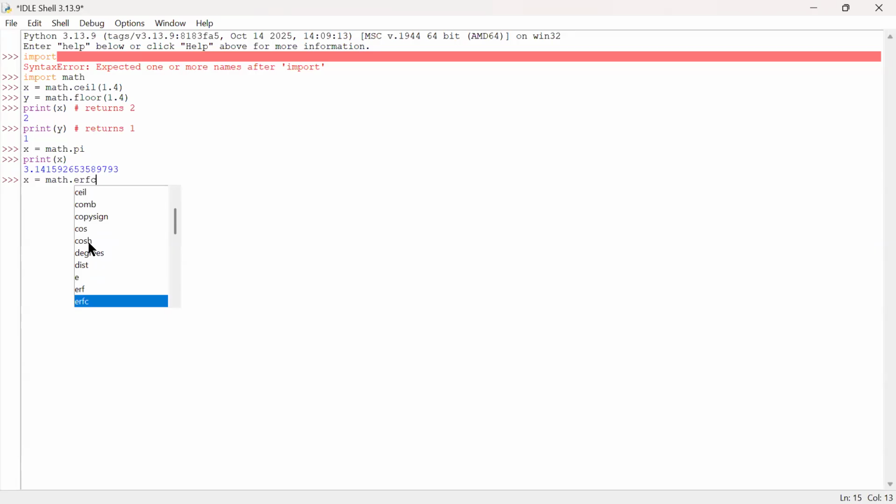These things are specialized functions. Keep going. Now, some of them are functions, some of them are constants. That E is a constant, for instance, that E there. But keep going.